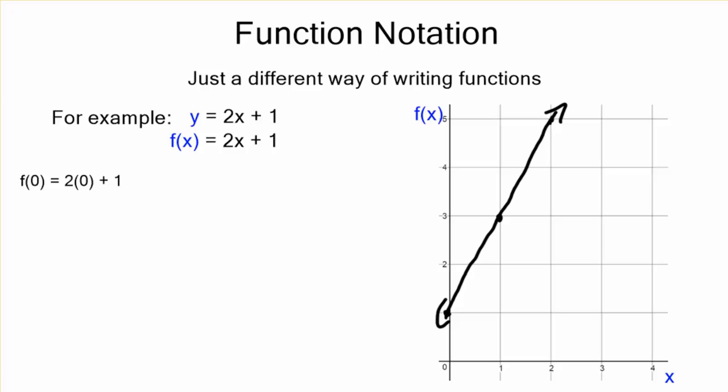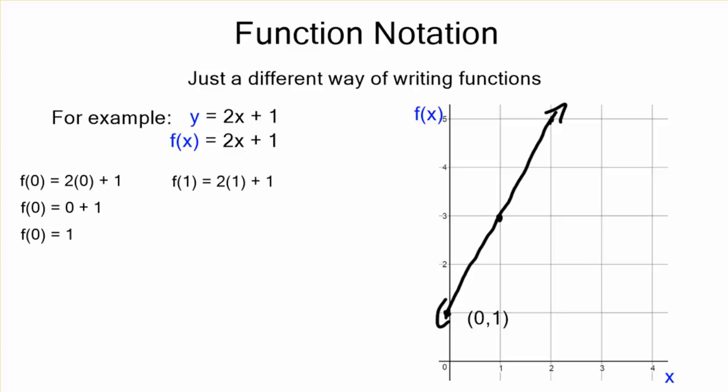If it says the f of 0, then you're going to plug in 0 for x. You say the f of 0 is equal to 2 times 0 plus 1. Then 2 times 0 is 0, plus 1. The f of 0 is 1. So if x is 0, then the f of x is going to be 1. You have a point there.